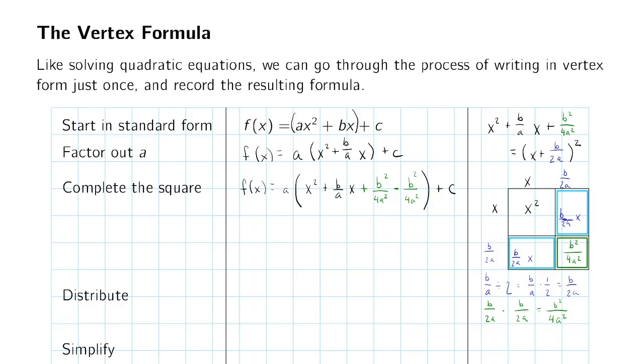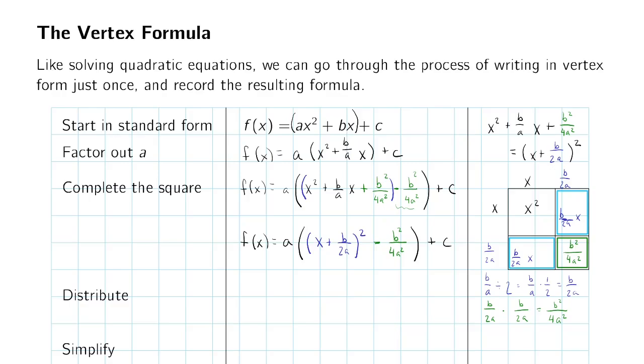And then we group together our perfect square trinomial, and we rewrite that as a square. So we have f of x equals a times our square, x plus b over 2a squared. And then we still have a minus b squared over 4a squared term that we haven't dealt with yet. And then plus c is still just along for the ride.